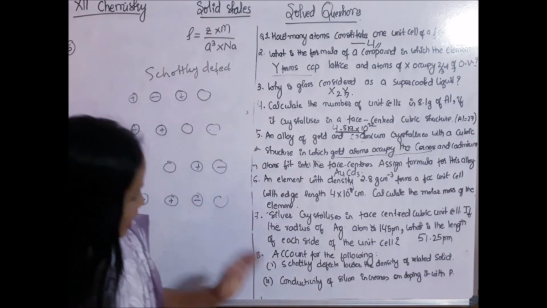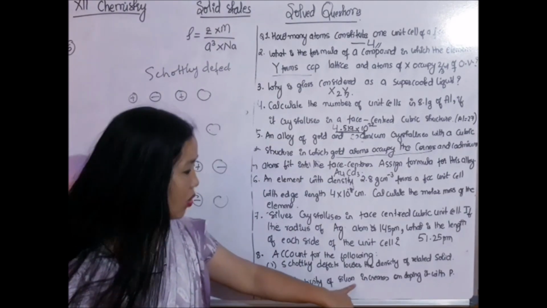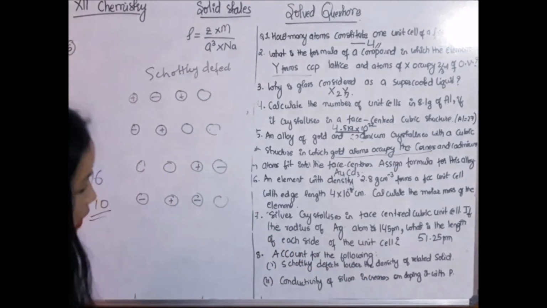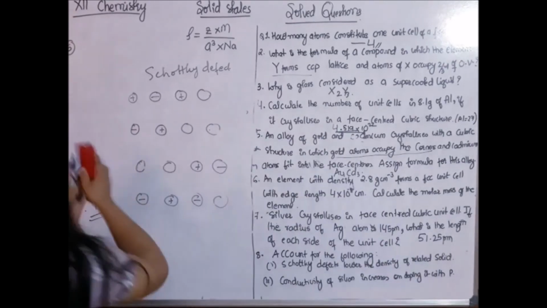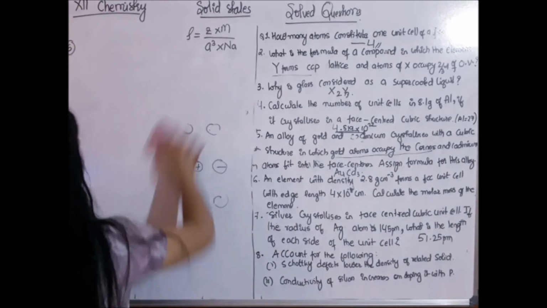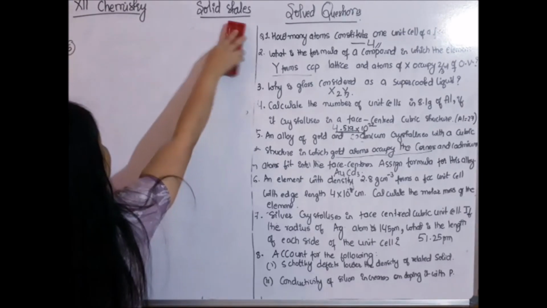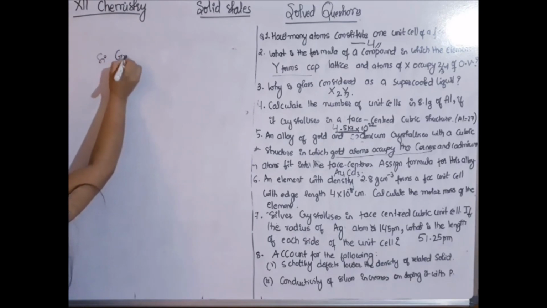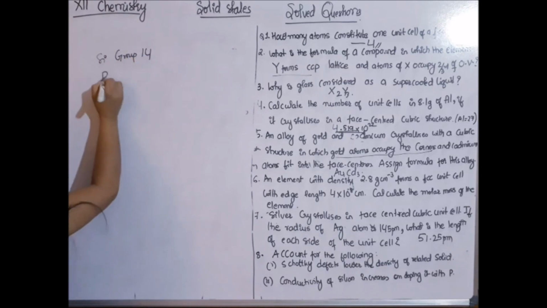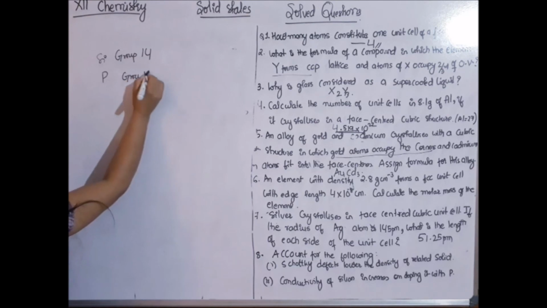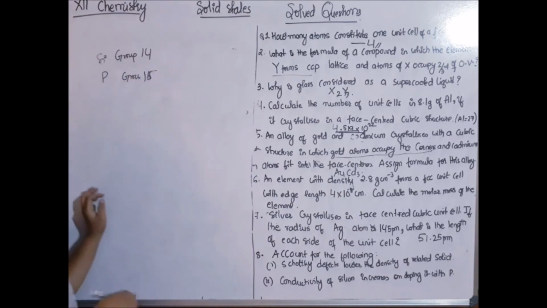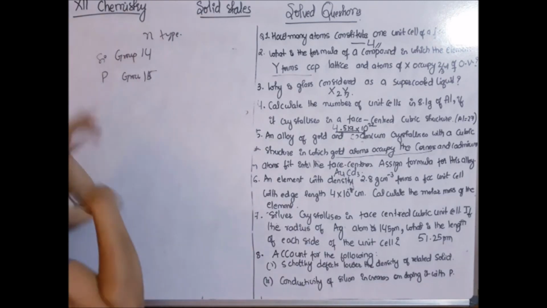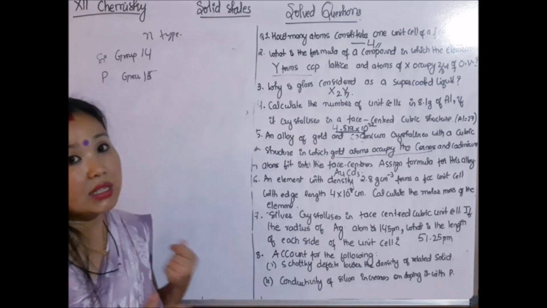Now the next question, or last question: conductivity of silicon increases on doping it with phosphorus. You could say the type of semiconductor is N-type semiconductor. Why? Because silicon belongs to group 14 and phosphorus belongs to group 15. When your impurity is of higher valency, this is an N-type semiconductor. Now the question is why the conductivity increases.